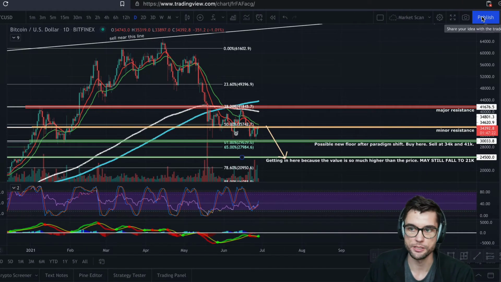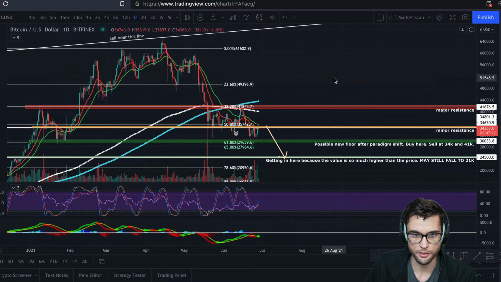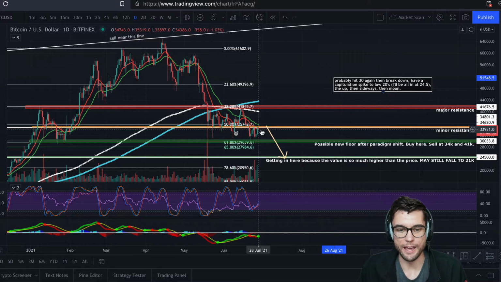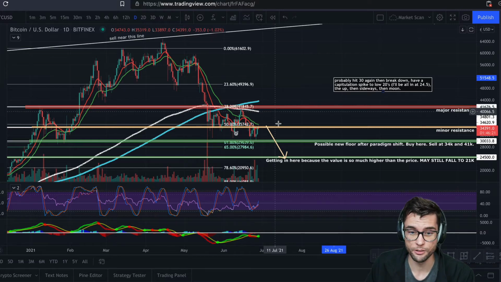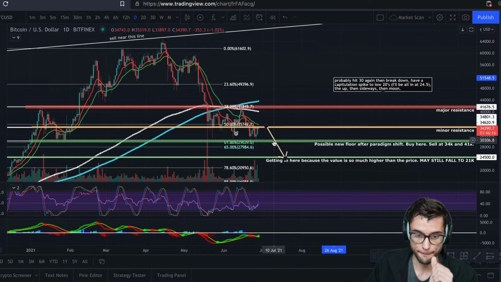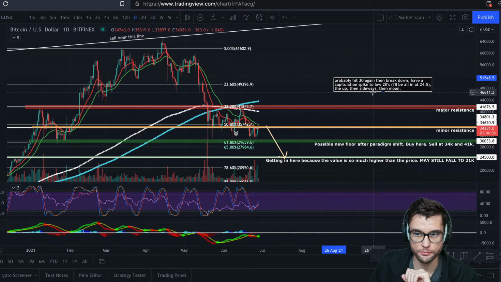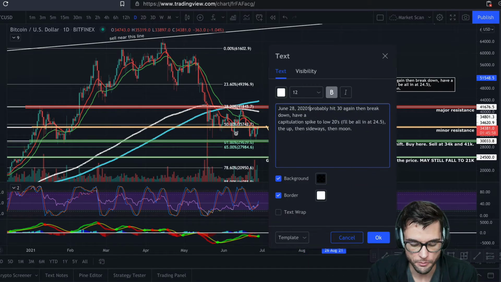So let me put this over here. I'll probably write it out: probably hit 30, then break down. Okay, so pretty much this is what I think is going to happen. I don't know if it's going to be right here, maybe it'll be right here. Low chance it goes up to 41, or 40. Even if it does, it could still drop, and the more times that it hits the $30,000 level, the more likely it'll go down. And so this is June 28th.